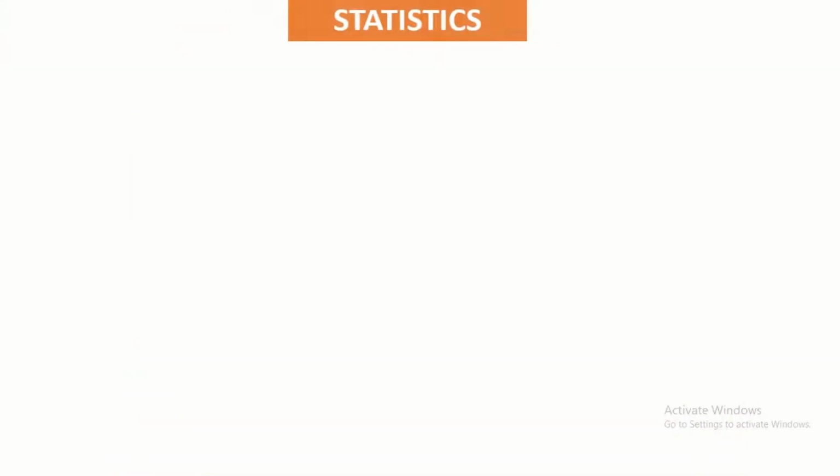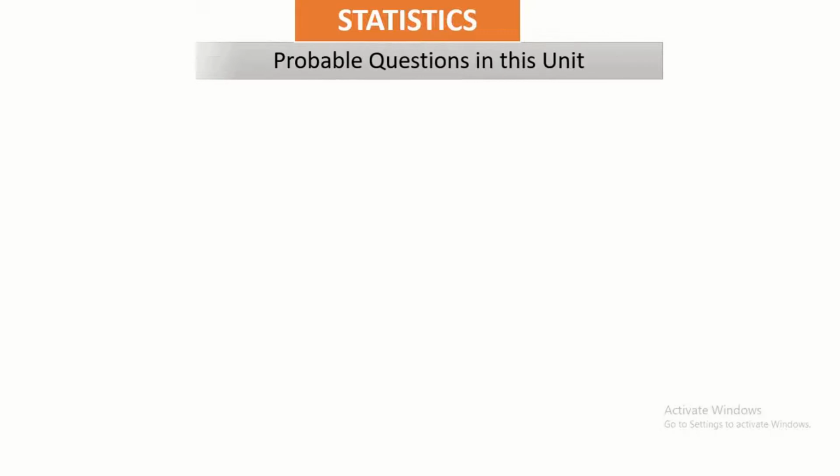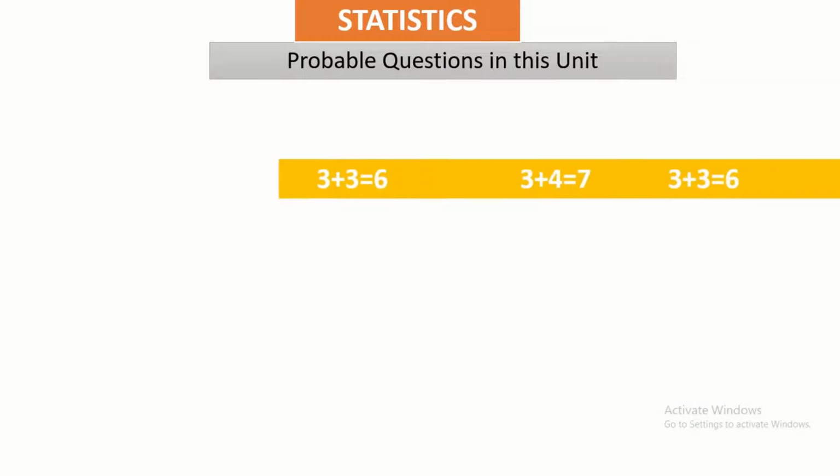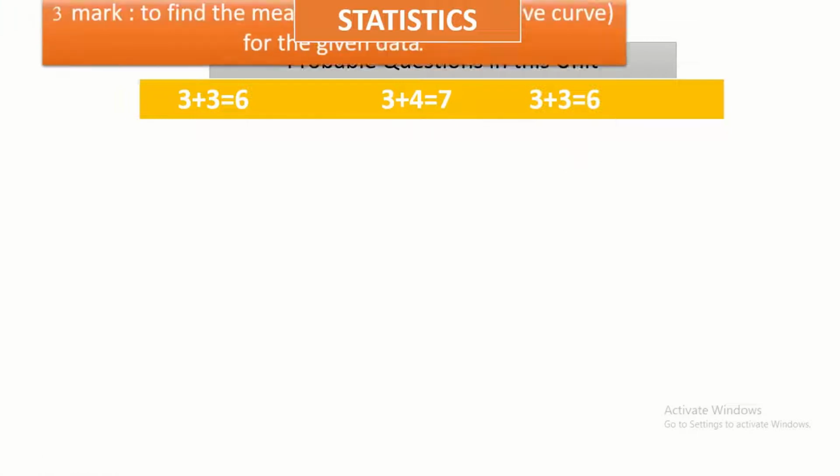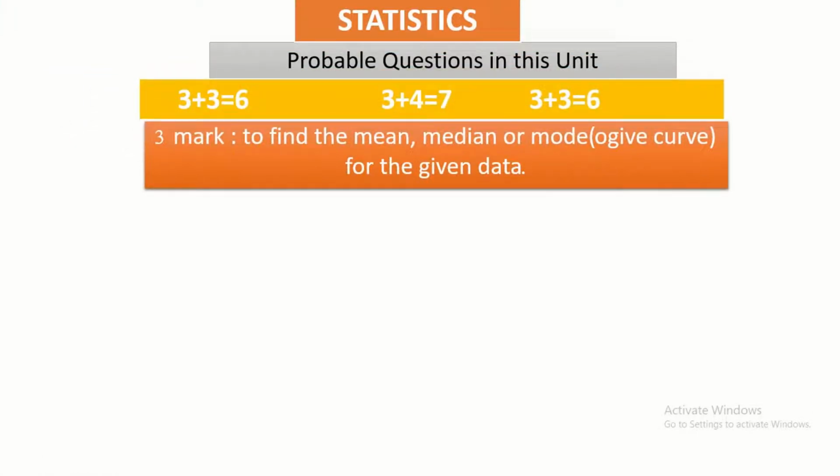And then we move on to statistics. Here the probable questions are like this. They may ask 2 questions for 3 marks each, totally 6 marks. Or one question for 3 marks and another for 4 marks, totally 7 marks may appear. Or here also 2 questions of 3 marks in one model. There are no 1 and 2 marks questions in this statistics.